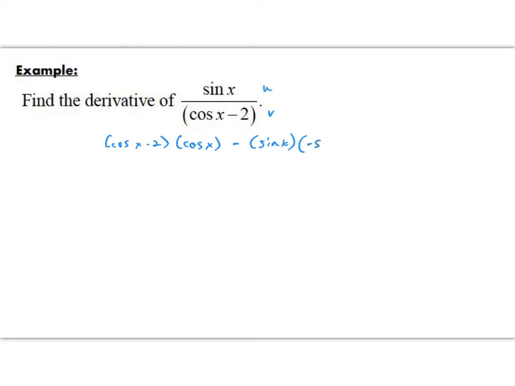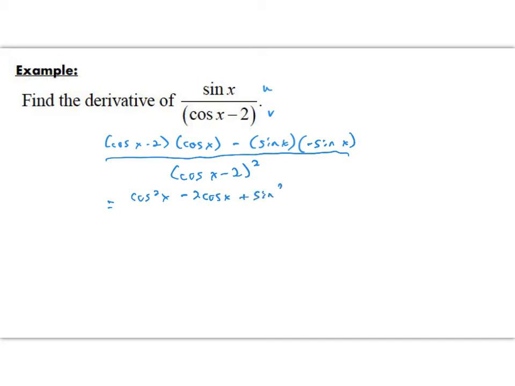Everybody say goodbye to the 2. Goodbye, 2. Thanks for playing. And then down below, this is going to be the quantity cosine x minus 2 raised to the second power. Okay, little cleanup in order here. So we've got cosine squared of x minus 2 cosine of x, and then we've got a sine plus sine squared of x, and this is all over cosine x minus 2 raised to the second power.